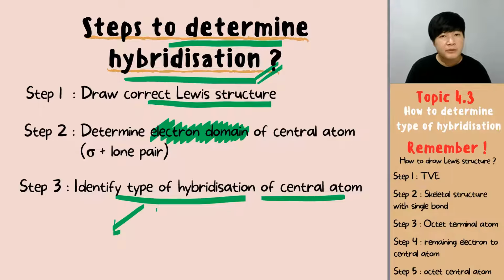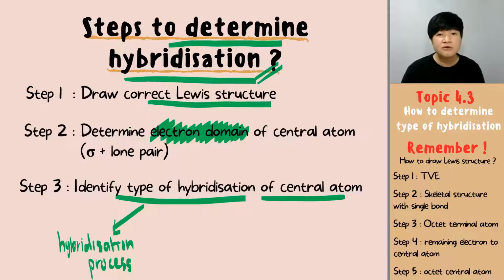From the type of hybridization that you have determined, that you already know, we can work out the hybridization process. In other words, we can show how the hybridization process is obtained. Make sure you have your pen and papers ready with you and do it together with me. Then it will be much easier to understand.